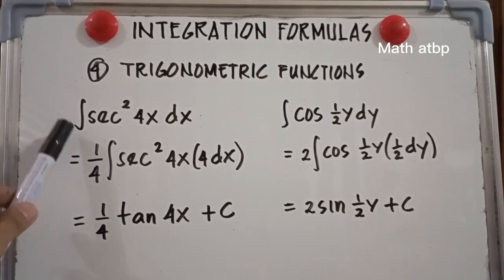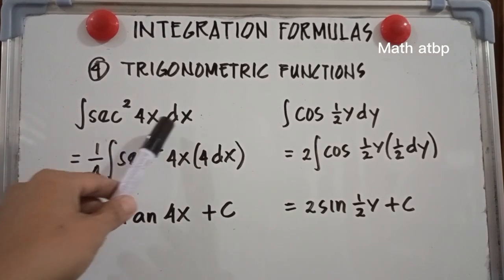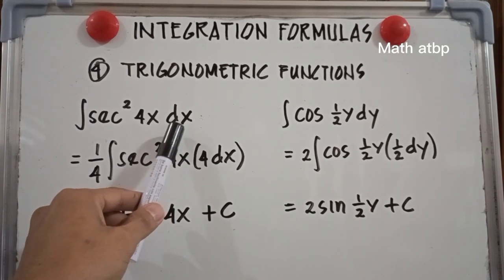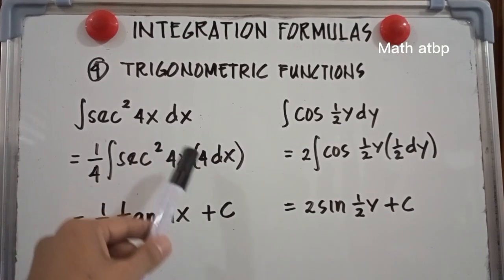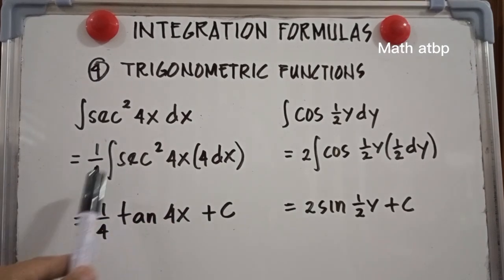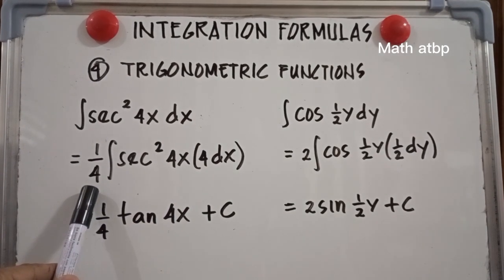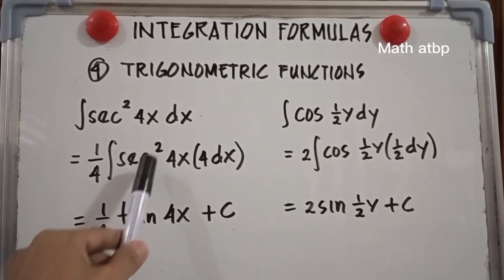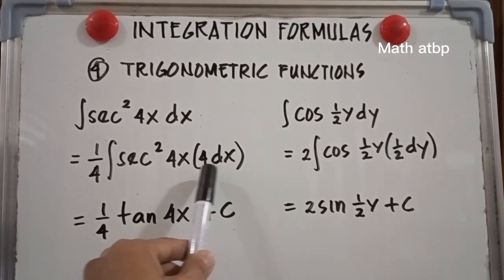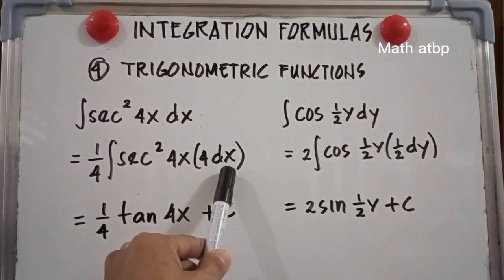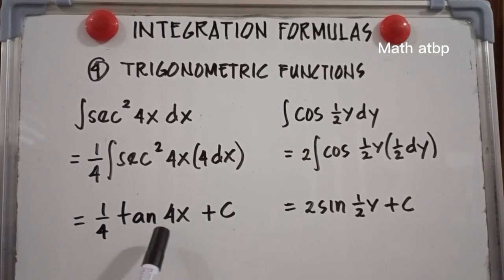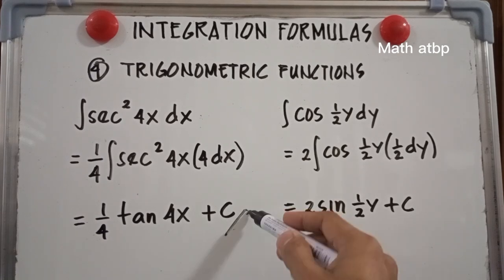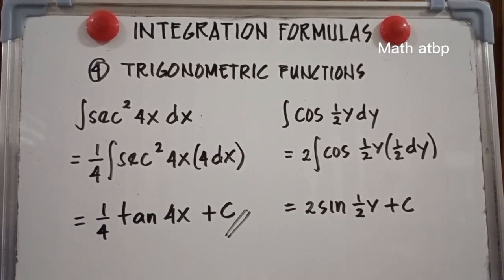Example number 1, we have here the integral of secant squared of 4x dx. The derivative of 4x is not just dx, it is 4 dx. Therefore, we need to place 4 in here and 1/4 outside the integral sign to compensate for the 4. Okay? So we have here 1/4 of the integral of secant squared of 4x times 4 dx. The derivative now of 4x is 4 dx. Now we have here 1/4 of tangent 4x plus c. That is the integral of secant squared 4x dx.